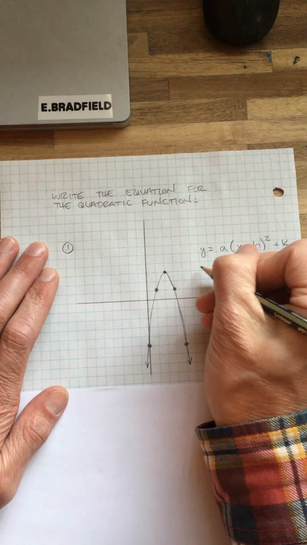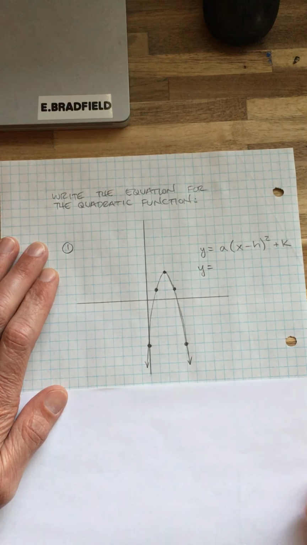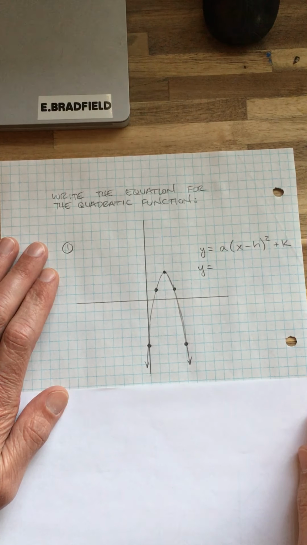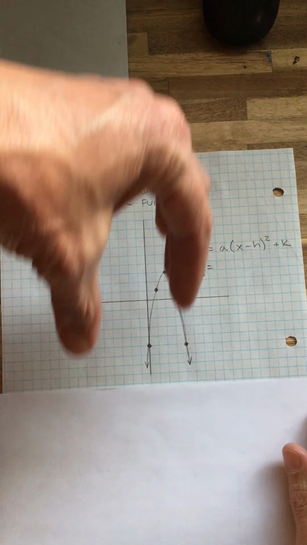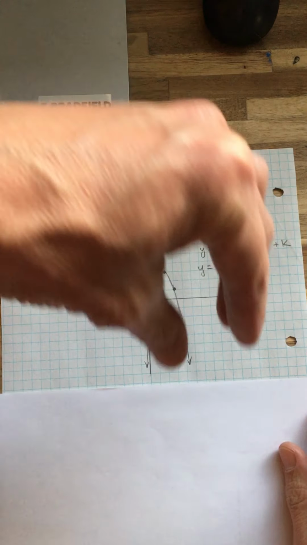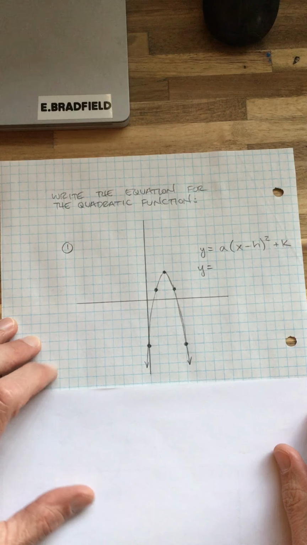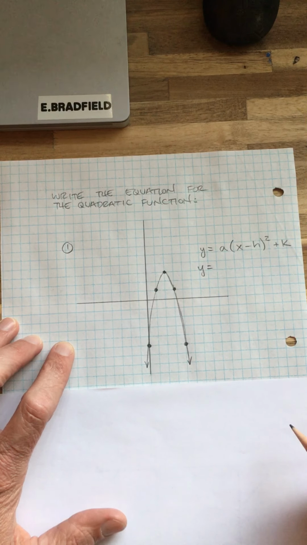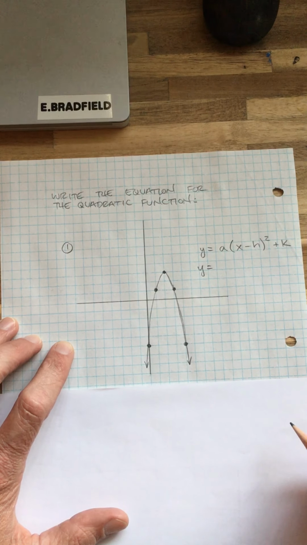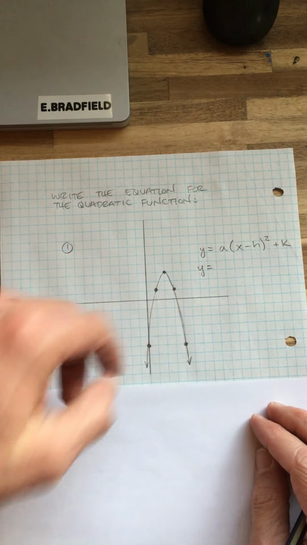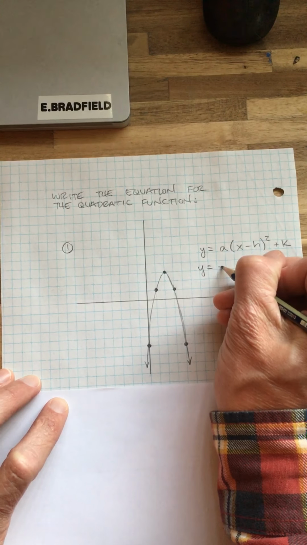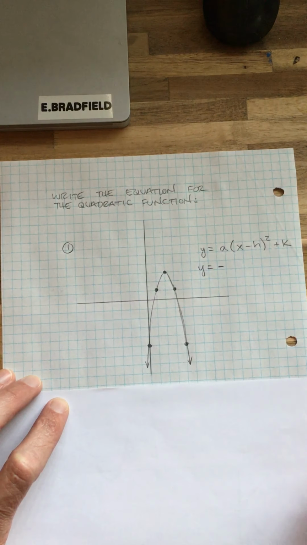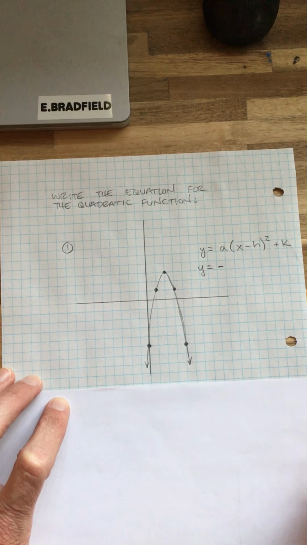Okay, so y equals, what do you notice about my graph? Isn't it opening downward? So automatically, what does my a have to be? Is my a going to be positive? Does that make sense? No, it's opening down, so my a has to be negative.